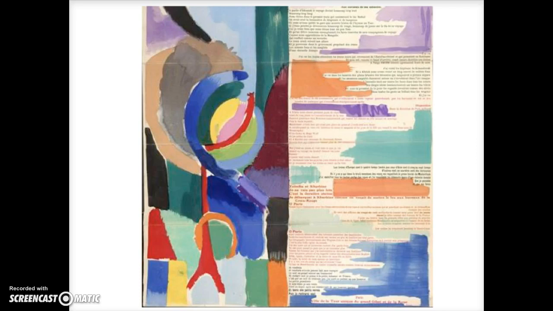Sonia's work, along with her husband's, was noted for its use of strong colors and geometric shapes. She was a painter, a textile designer, and a stage set designer. She was also the first living female artist to have a retrospective exhibition at the Louvre in 1964. And her work has a lot of influence from the artist Henri Matisse.